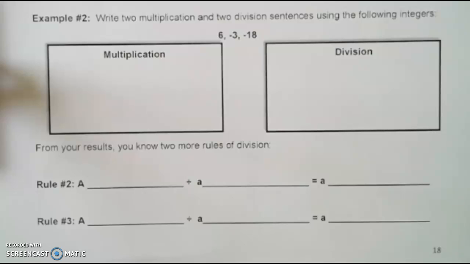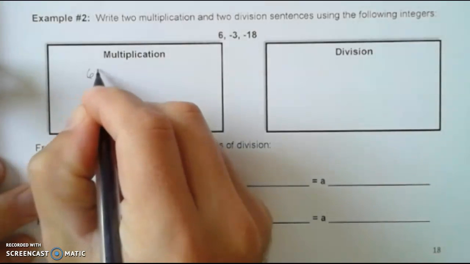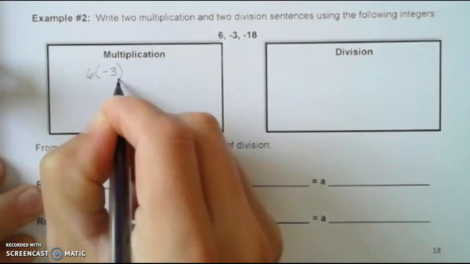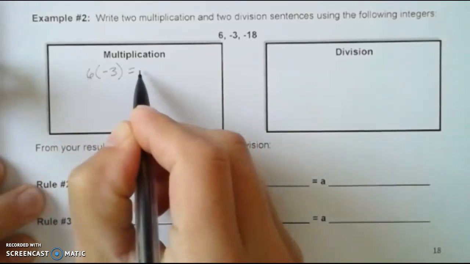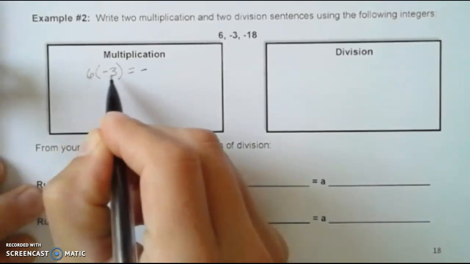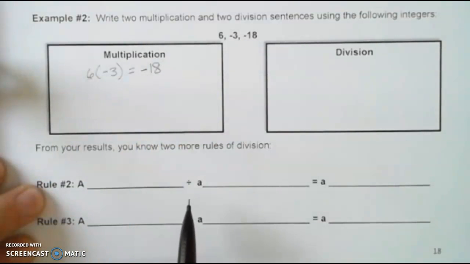In example 2, we're again going to write 2 multiplication and 2 division sentences, this time using the integers 6, -3, and -18. Okay, so let's start with the multiplication problems first. If I take 6 and I multiply it by -3, all right, well, we learned last time that a positive times a negative is a negative, and 6 times 3 is 18. So there's one multiplication problem using these integers.